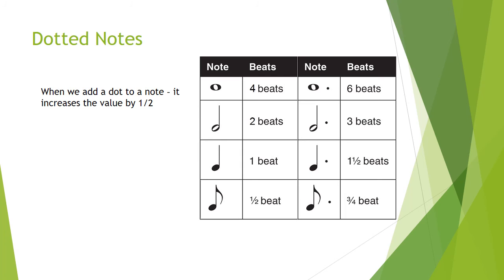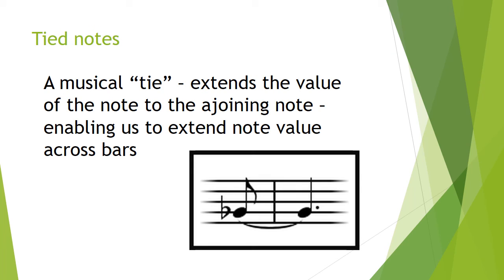Another way that we can extend the length of a note is by using a musical tie, especially if that note is going to last beyond the bar length. The bar length is there to assist us, but it's not always going to absolutely show us how long a note is going to last. Sometimes that note is just going to extend across, and we use that tie to help us extend the length of that note.